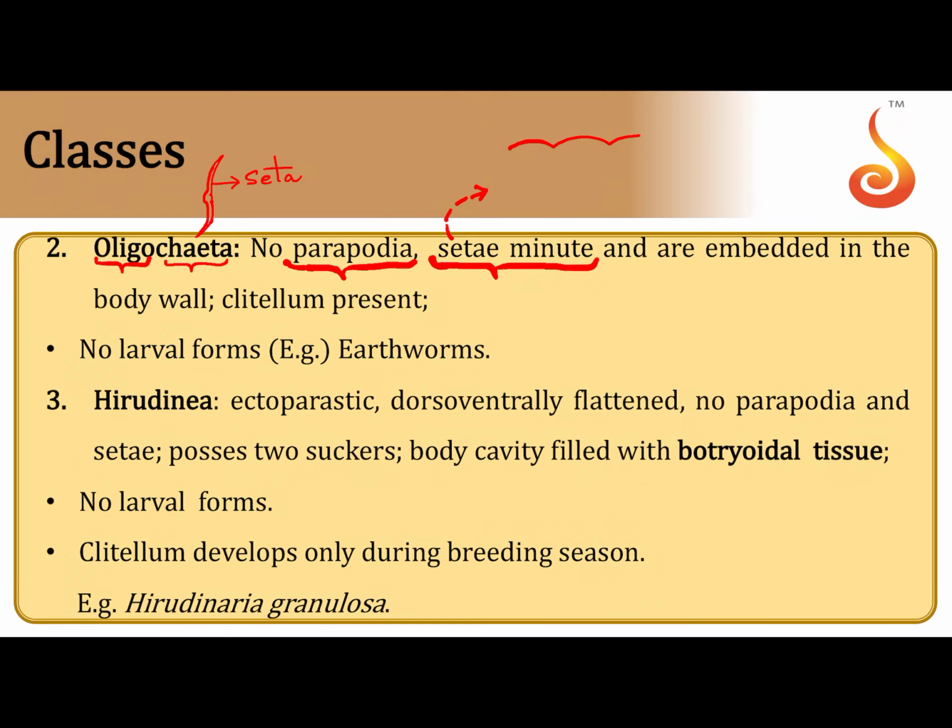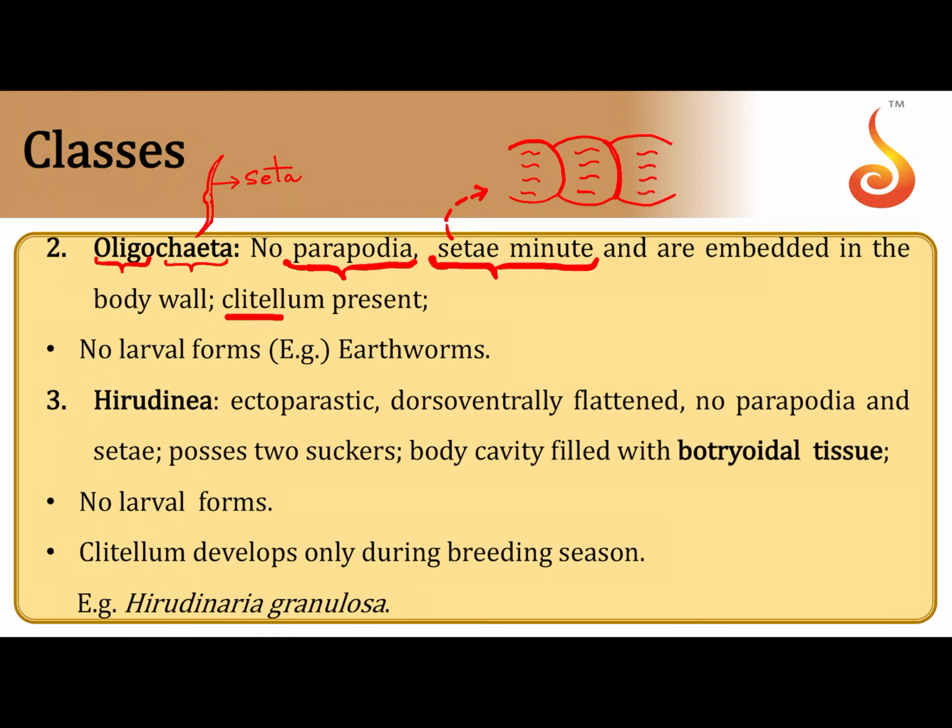Now suppose these are the segments of the body of an earthworm. Again, in earthworm also you can see that there is an external groove separating one segment from the other segment, and these S-shaped structures are arranged in the form of a ring around each segment. You can see how the setae are present in the form of a single ring-like arrangement. Okay, they're embedded in the body wall.